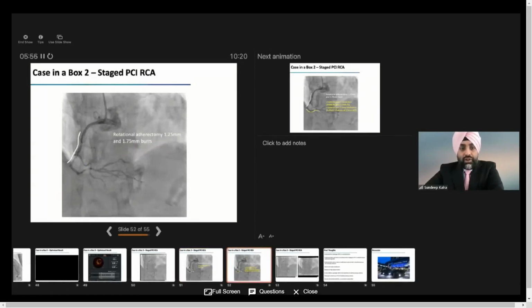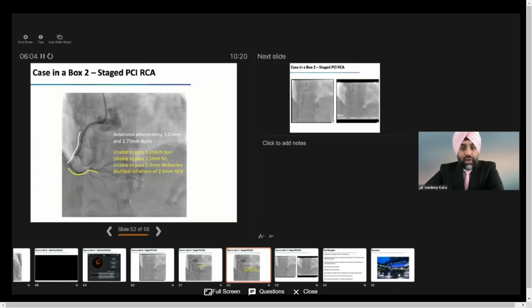So I treated the mid vessel with rotational atherectomy, initially with a 1.25 millimeter burr and then a 1.75 millimeter burr. I was unable to get the 1.25 millimeter burr around the corner, and with the concern about stalling the burr in the distal right coronary artery, I decided not to pursue this too much. In this distal vessel, I was unable to pass a 2.5 millimeter shockwave balloon. I was unable to pass a 2.0 millimeter cutting balloon, but a non-compliant balloon passed down there.